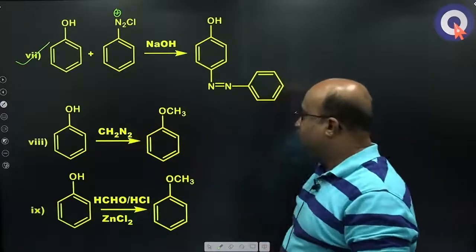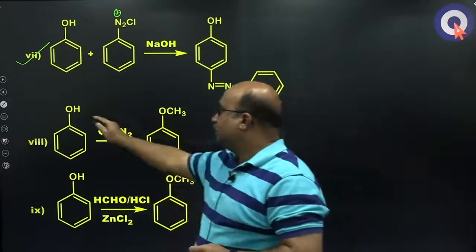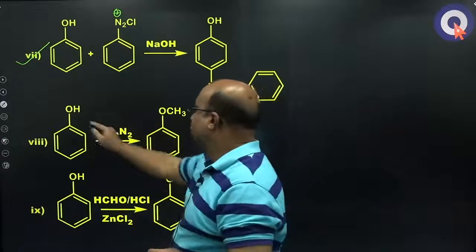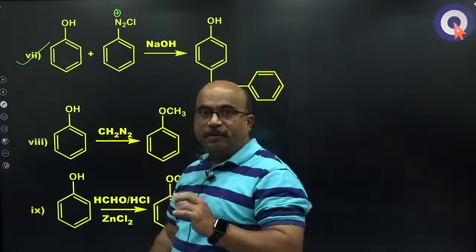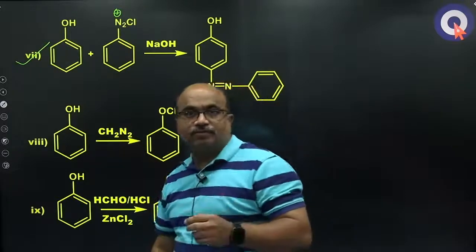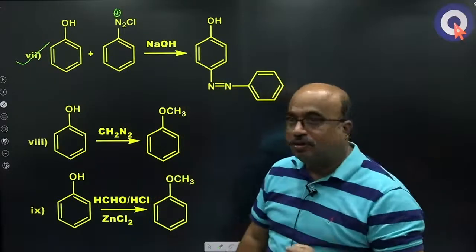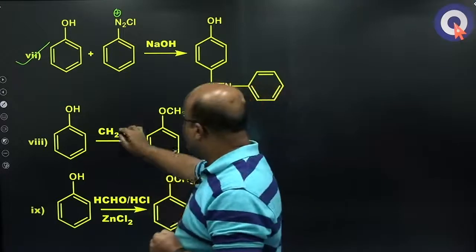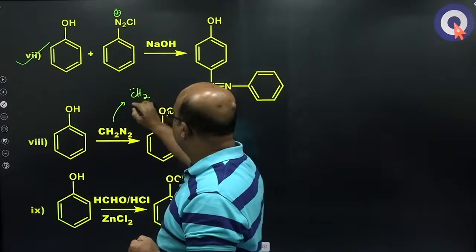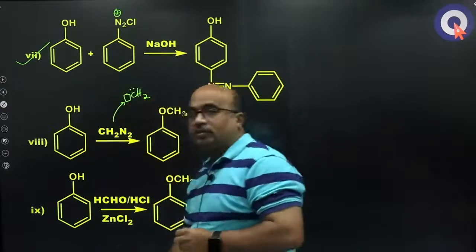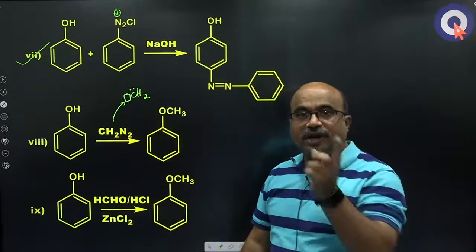Now this one, OCH3, means OH is converting into OCH3. So you will see diazomethane, CH2N2. So this CH2N2 results in a carbene. Clear? So phenol is reacting there.